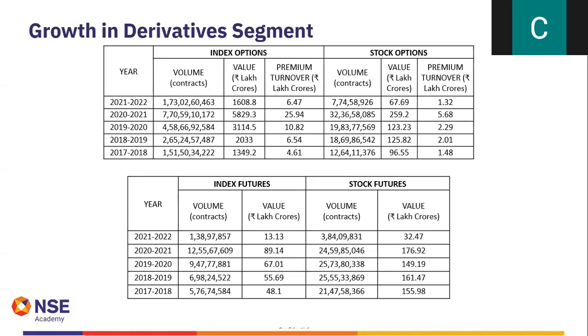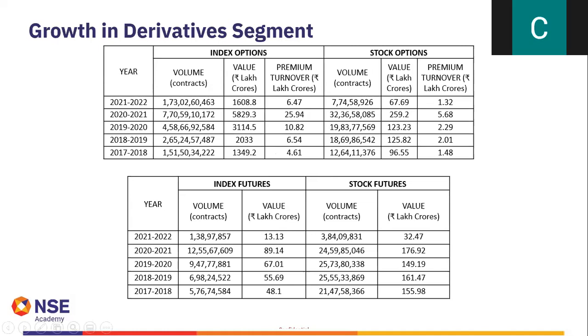So index options, if you see, in 2019-20 that was 10 lakh crore turnover, and in 2020-21 alone it was 26 lakh crore. This is 6.47 because this data is up to July only. So you can ignore the 21-22 figures. You can just consider these 4 years. Similarly, futures went from 67 lakh crore to 89 lakh crore, and 149 lakh crore to 176 lakh crore in the stock futures.